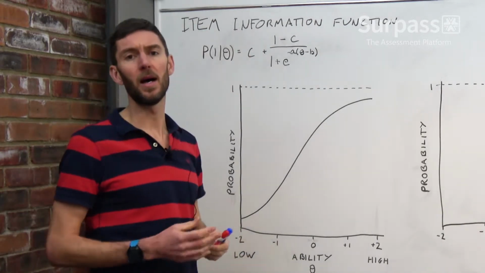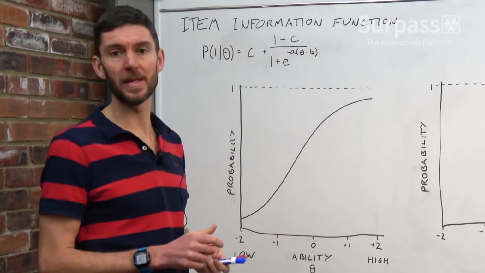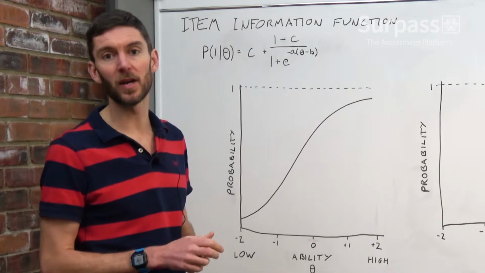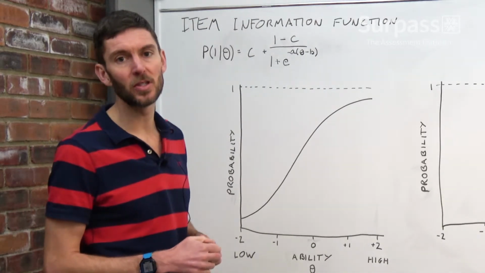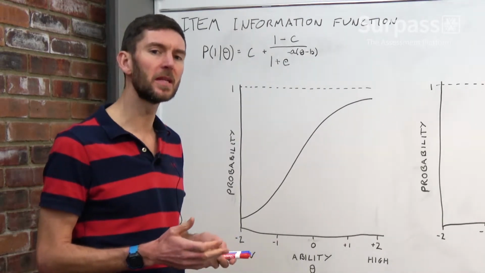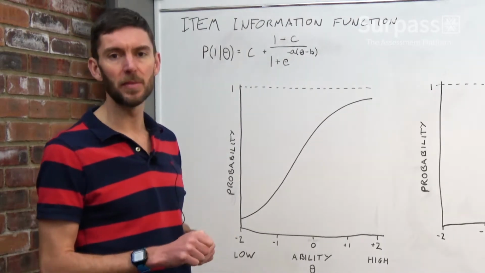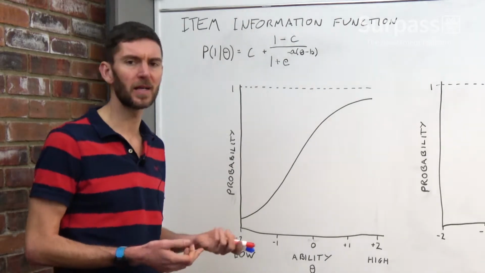So candidates of low ability would have low values of theta, probably negative, and then candidates of high ability would have high levels of theta. So it's an arbitrary range, which is only meaningful in the context of an exam. So it's not got any units, but it goes negative to positive, often in the range -4 to 4 or -2 to 2.